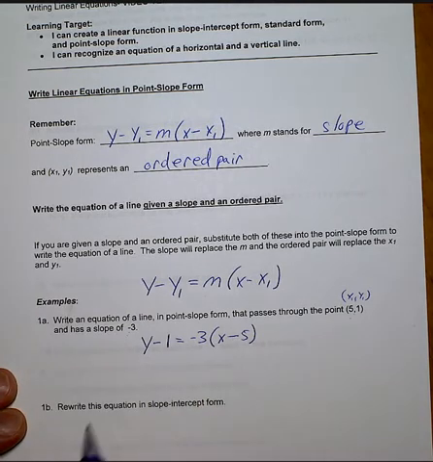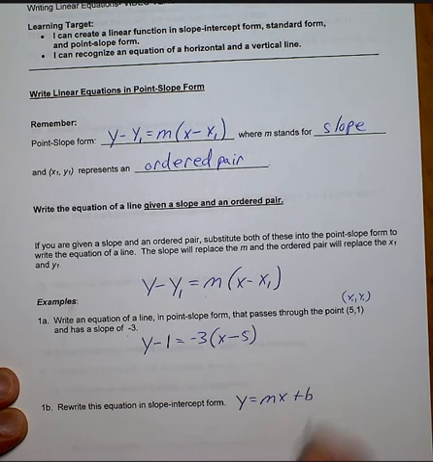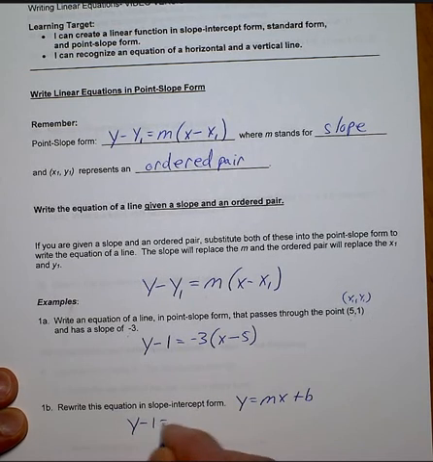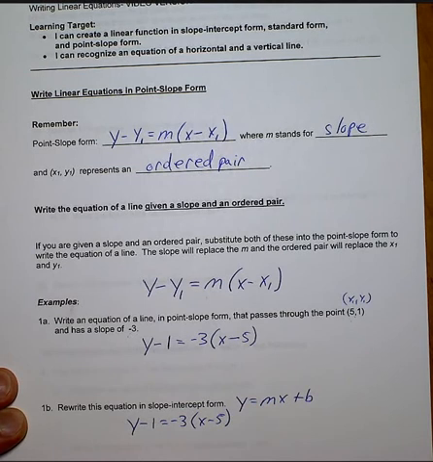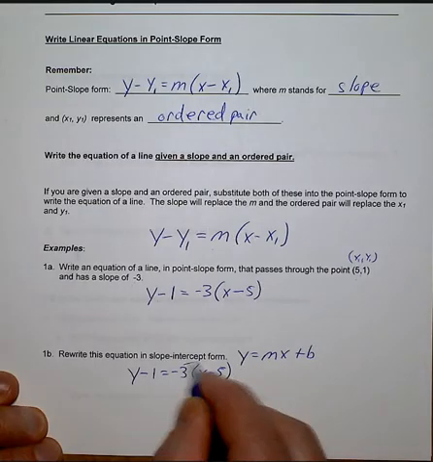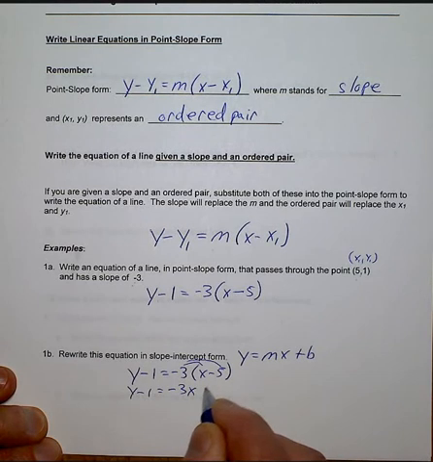Okay, now rewrite this equation in slope-intercept form. Remember what slope-intercept form was? y equals mx plus b. Okay, so the first thing, I'll rewrite this equation: y minus 1 equals -3 times x minus 5. And basically we want to solve for y. We did this before in our last unit. So first I've got to distribute. So y minus 1 equals -3x, and -3 times -5 is a positive 15.